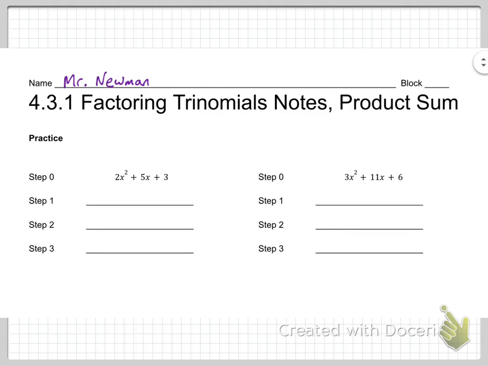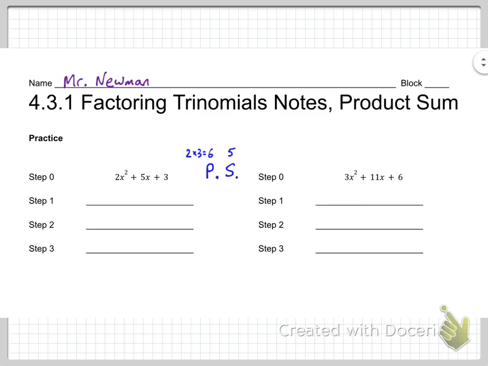Hey everyone, Mr. Newman here, and we're just going to do 4 practice problems where we factor the trinomials using the product sum method. So, right here, we can find product sum. Remember, the product is the A term times the C term, so 2 times 3 is 6, and the sum is the B term, that middle one in there. So 6 is the product, 5 is the sum.